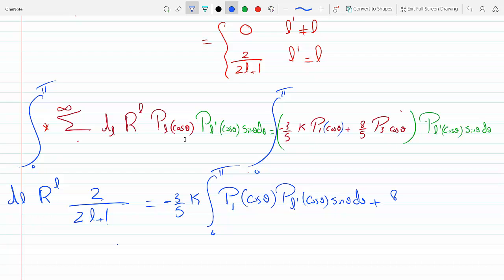Oh, I forgot the k here. There's also a k here. So 8 over 5 k, keep it outside the integral, P_3 cosine theta, P_L' cosine times sine theta d theta from 0 to pi. There you go.